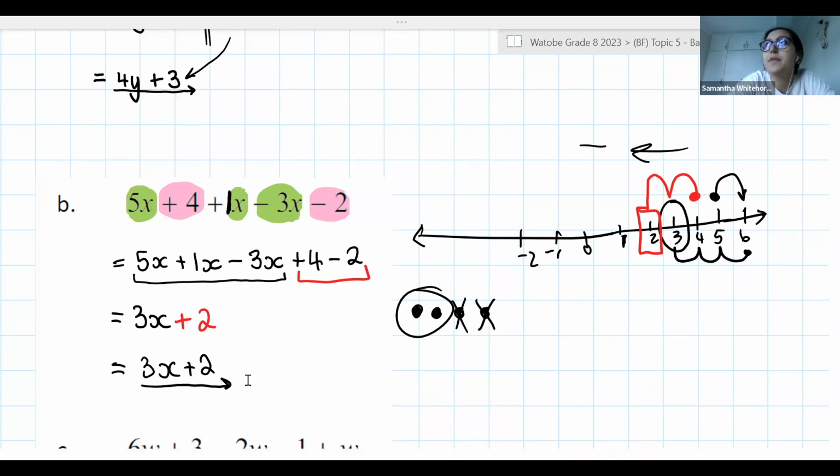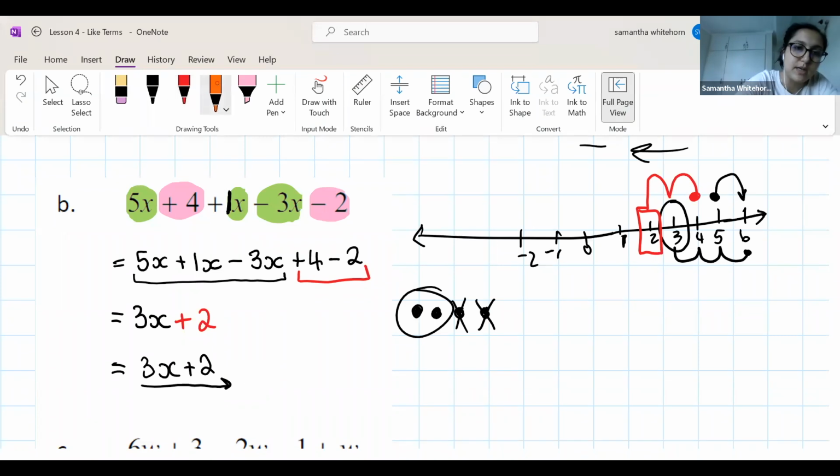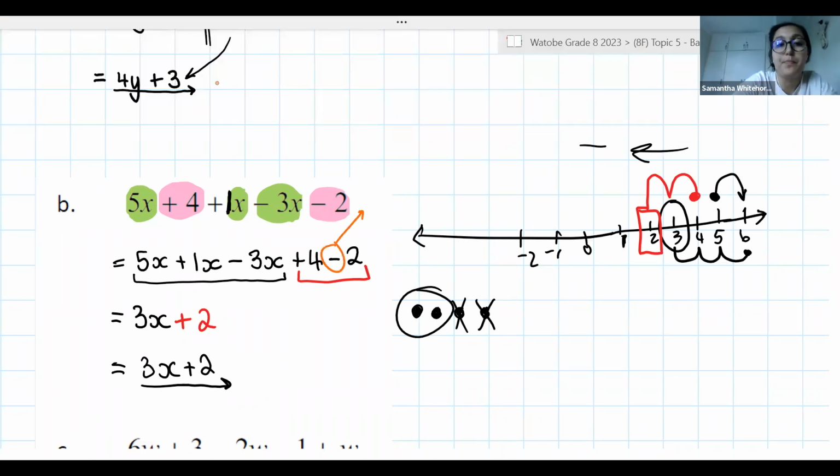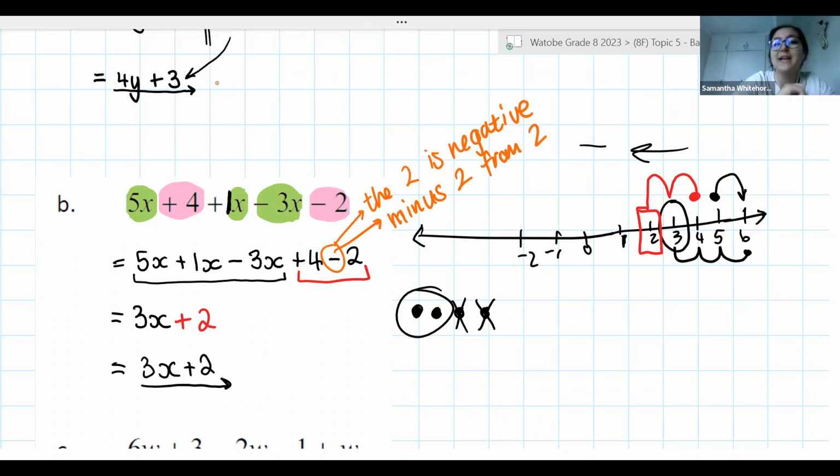Okay, so guys, what sometimes is a bit confusing is that this negative sign is saying that the 2 is negative. That's what it's telling us. But it is also telling us the operation. It is also saying to minus 2 from 4. So that negative sign has a dual function. It's telling us that the 2 is negative, but it's also telling us that we must subtract 2 from 4. So just be careful with that sign. It's telling us to subtract.